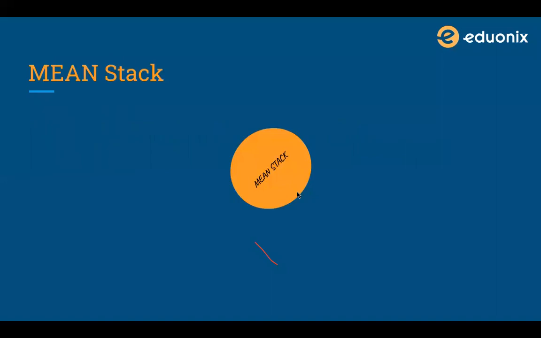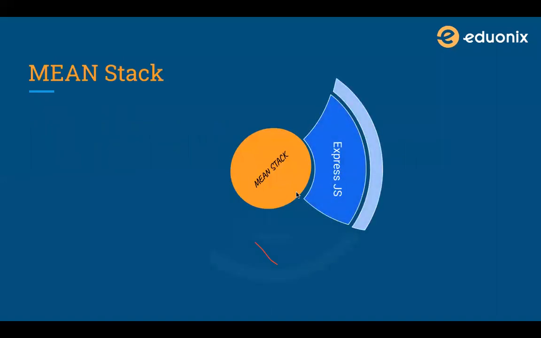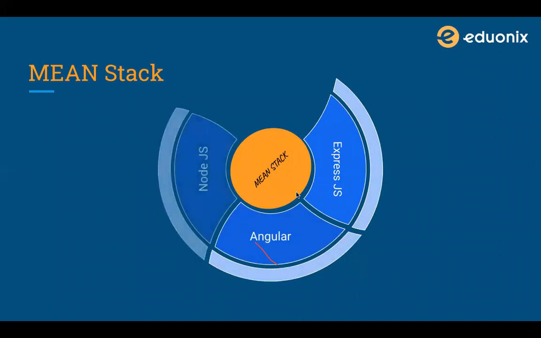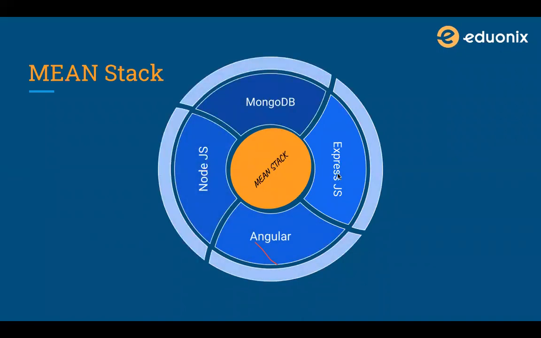Now, what is the MEAN stack? I think quite some of you have answered it. MEAN means MongoDB, Express.js, Angular, and Node.js. All of this together combines as the MEAN stack.